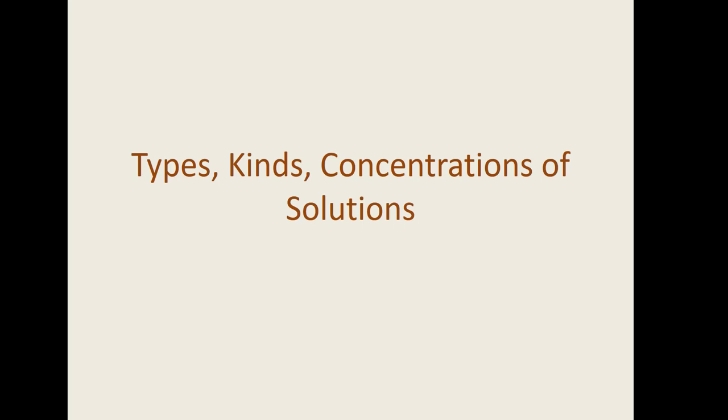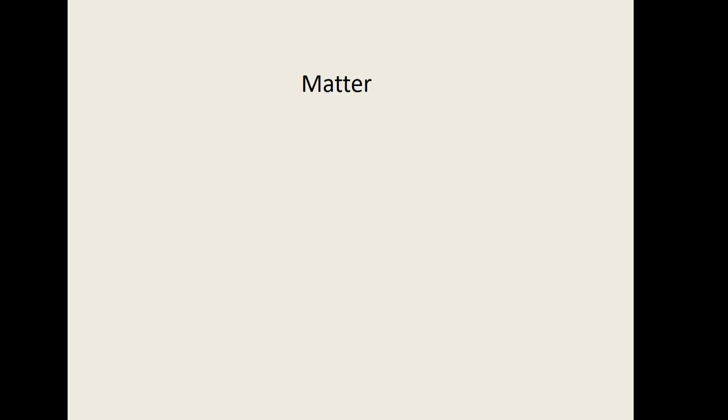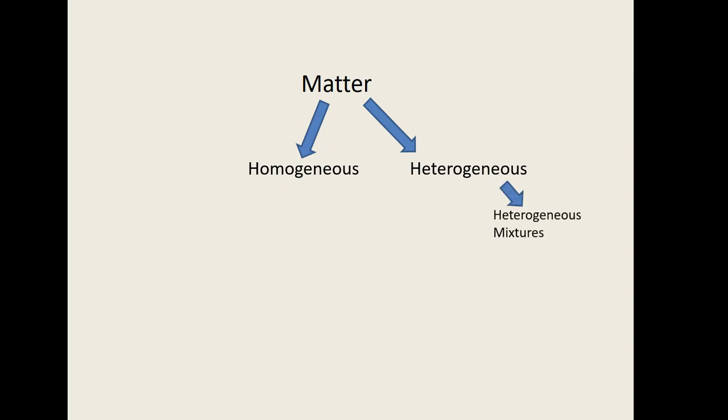All right, let's go through the types, kinds, and concentrations of solutions. Matter can be split up into homogeneous and heterogeneous. So again, homogeneous substances, there's a lot of sameness. Heterogeneous, you can see different colors, you can see different particles. So there is a definite boundary. So even a glass of ice water, this would be a heterogeneous mixture because I have 2 different phases.